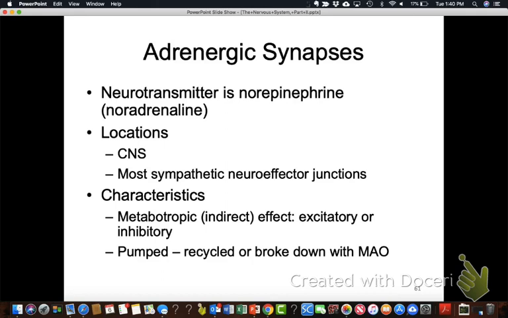And then it can be pumped and then recycled, or there's a group of enzymes called monoamine oxidase, which can break it down. And in this case, it depends on where you are. So depending on the specific kind of synapse, it might be MAO.